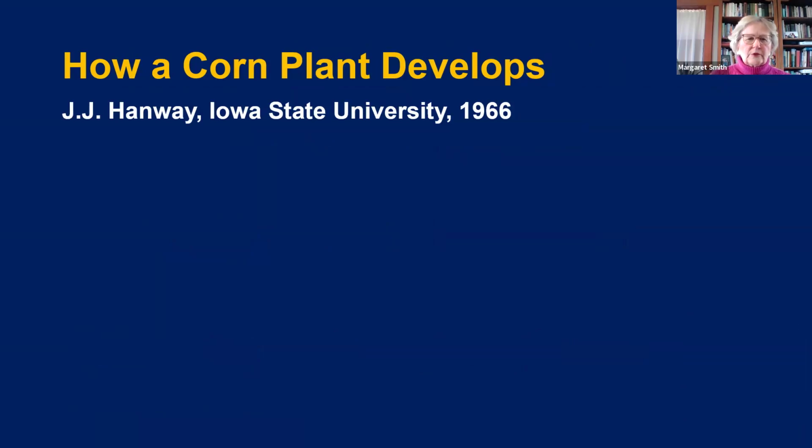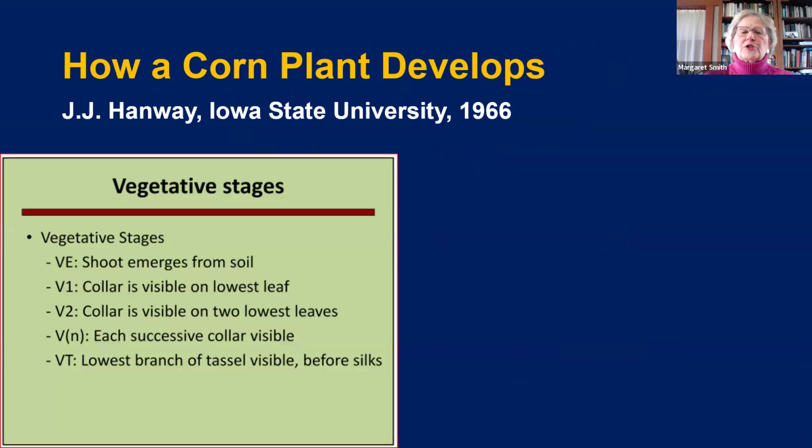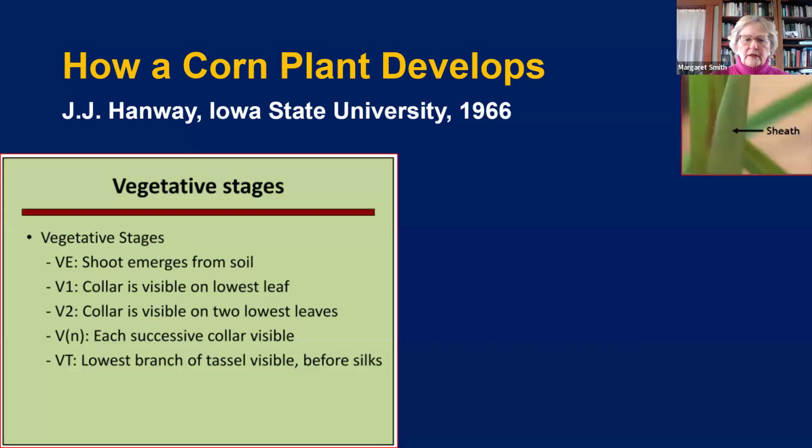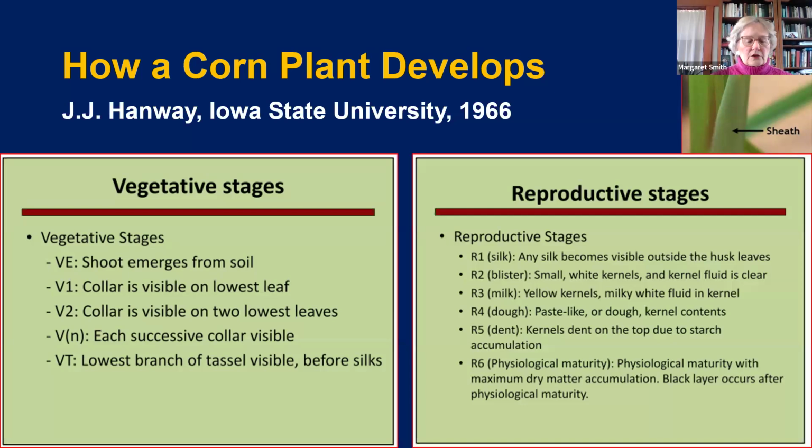So you Iowans, and even those of you who may be from the fringes of Iowa, will know about how a corn plant develops. John Hanway at Iowa State developed these definitions in 1966, that we know there are vegetative stages of corn and then tasseling. Then we move into the reproductive stages. And these have implications for when certain herbicides can be applied, when they can't be applied. We know now we're looking at V4 and V5 in those vegetative stages, perhaps for interseeding cover crops. And then we know the reproductive stages.